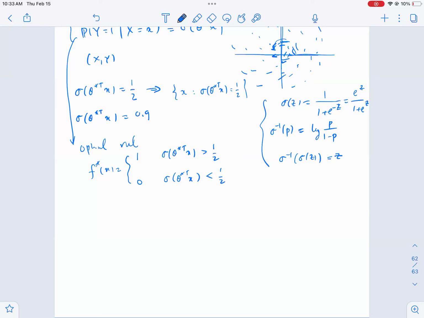The easy thing to do here is that this set is exactly equal to, if I apply sigma inverse to both sides, theta star transpose x equal to sigma inverse of 1/2. So what is sigma inverse of 1/2?